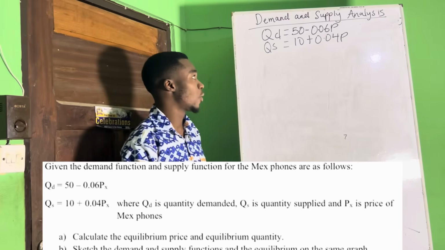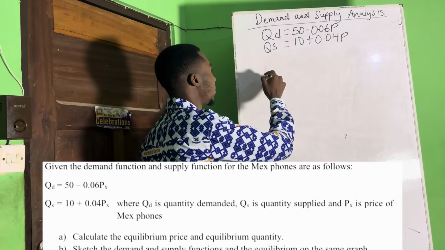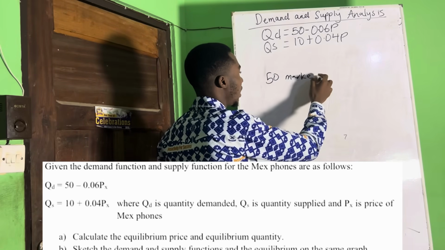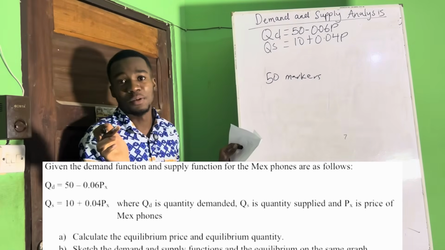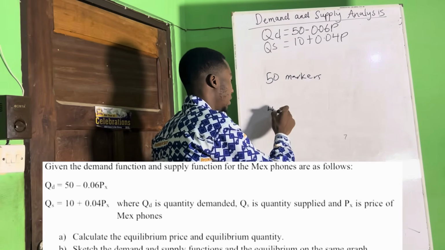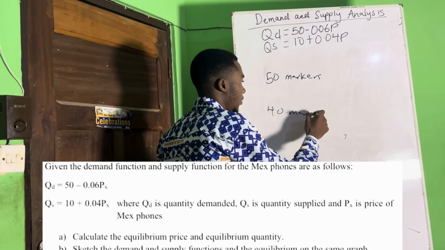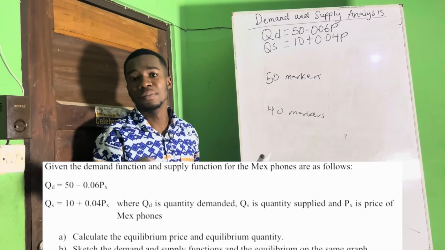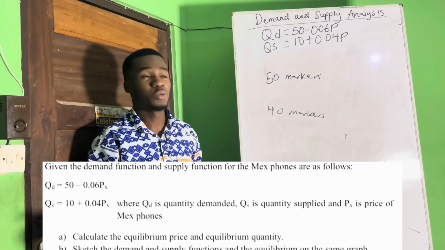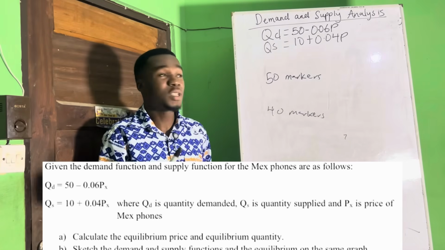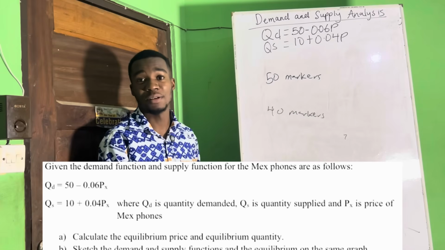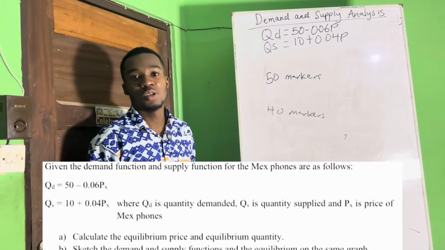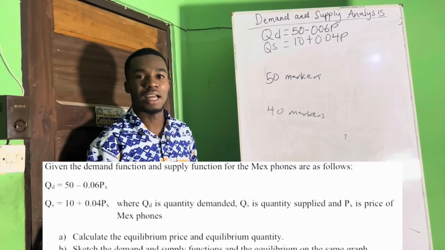So if the company is producing 50 markers, and at the end of the day, I'm the only one buying from them, and I decide to buy 40 markers, it means that the company will be left with 10 markers. And since I'm the only one buying, there's going to be a surplus. Who is going to buy the rest of the 10? Because the company produced the 50 markers so that I'll buy the 50. But at the end of the day, I bought only 40. So it means there's a surplus, an extra 10 that no one will buy.